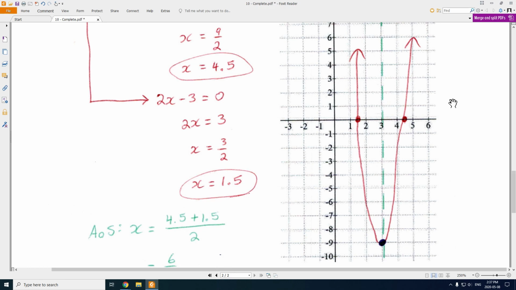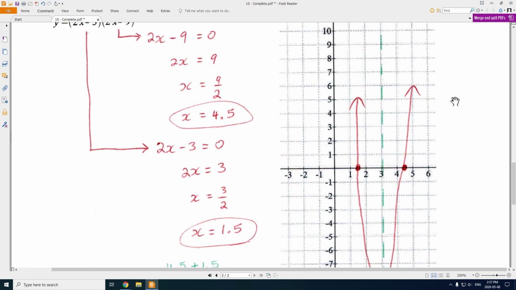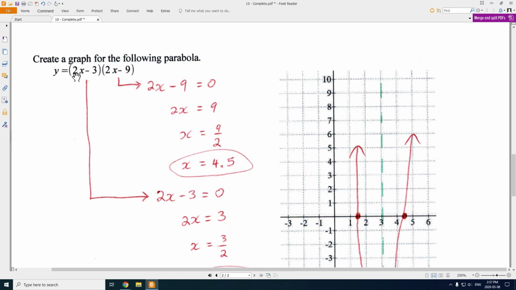So really the only new thing we've done here is we've just started looking at factored form that has some sort of coefficient. And the only thing that does is it gives you an x-intercept that's some sort of decimal number, some sort of fraction. And you can solve for that x-intercept by taking that bracket, setting it equal to 0, and then rearranging for x.